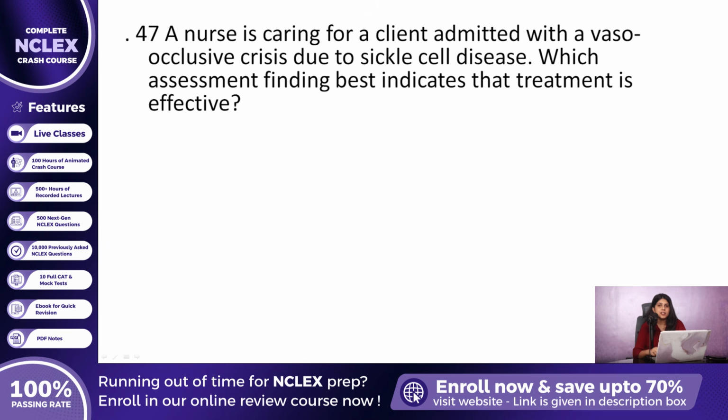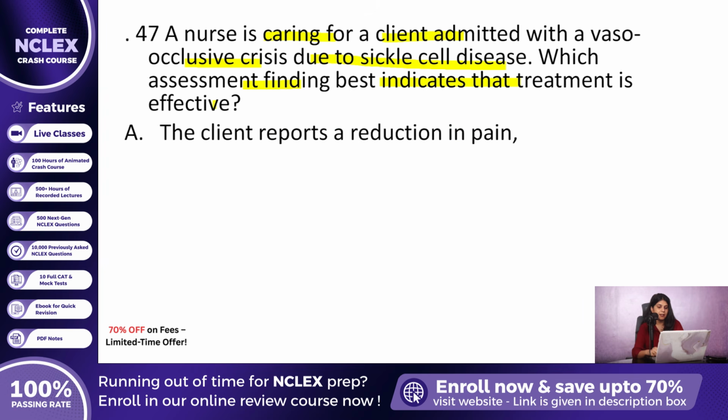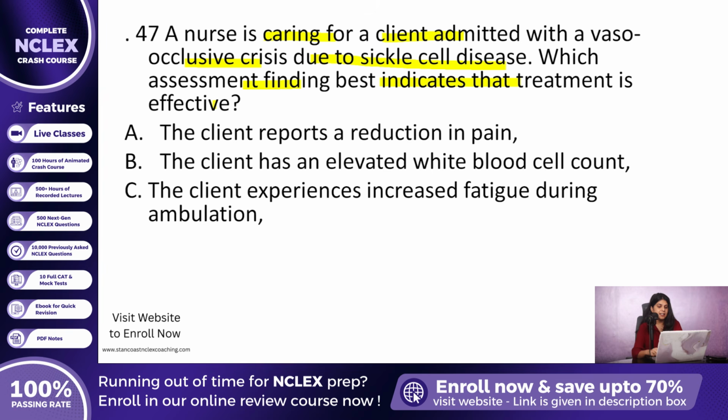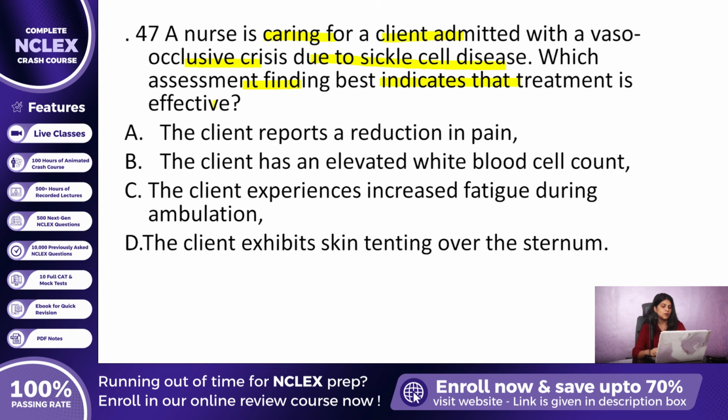Shifting to hematology and sickle cell management, question 47 asks, a nurse is caring for a client admitted with a vaso-occlusive crisis due to sickle cell disease. Which assessment finding best indicates that treatment is effective? The options are A. The client reports a reduction in pain. B. The client has an elevated white blood cell count. C. The client experiences increased fatigue during ambulation. Or D. The client exhibits skin tenting over the sternum.